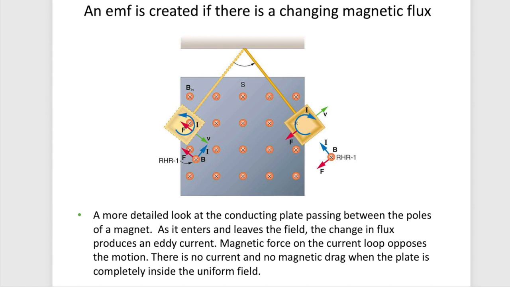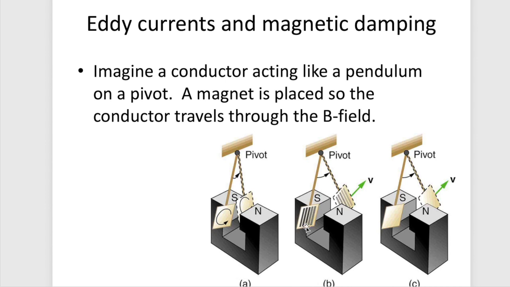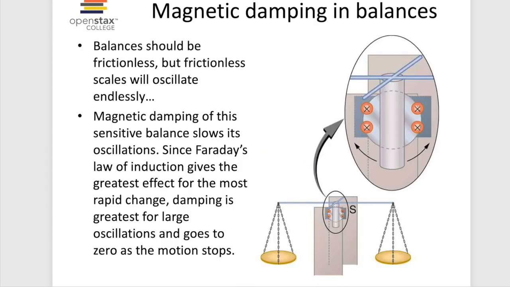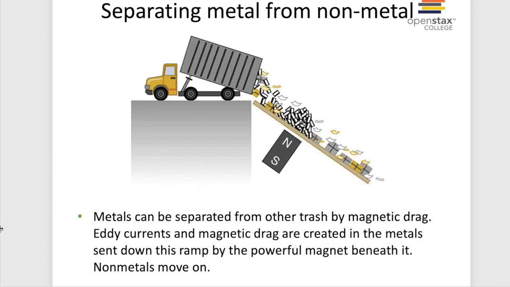I'll let you guys figure out why the slots in the fan made this effect substantially less, reduced quite a bit. We use it in balances for measuring masses because these are really sensitive and any force will cause them to start to oscillate. So we need something to make that stop, and we use magnetic dampers to slow that down, to reduce that. We also use it in separating metals from non-metals in recycling plants.